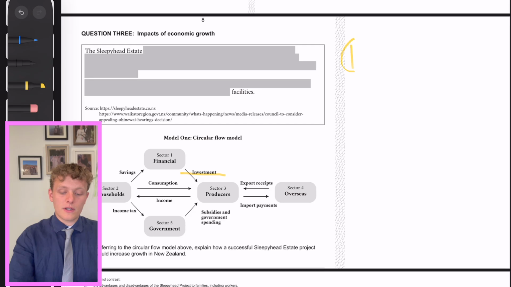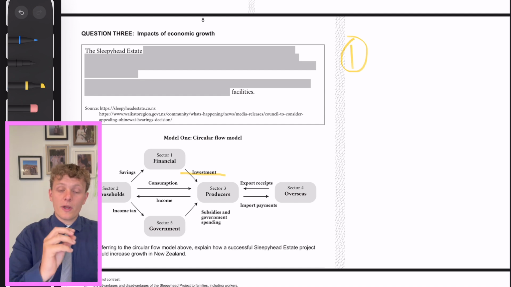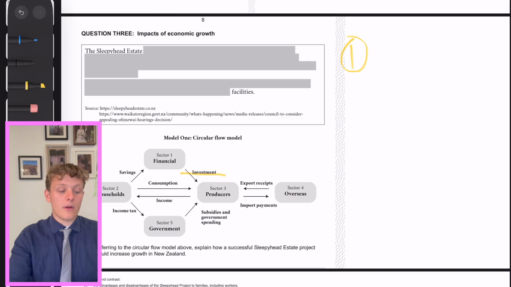So, one, increase in investment. This is because. It's a good way to get some depth by using the words this is because. This is because the Sleepyhead business is investing in this new town and new factory, spending lots of money on a new factory. This will be purchasing construction and all those aspects of building a new factory in a new town. Secondly, and this is where we want to get to, producers are going to increase output.